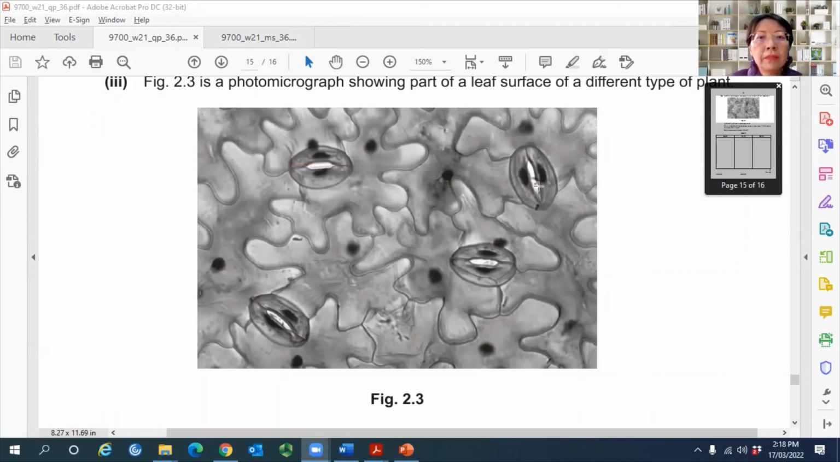Any other answer you want to check? I put here the feature as stomata state, closed and open. Niran says the space between the stomata is bigger or smaller, can. Open and close cannot, because both are open.